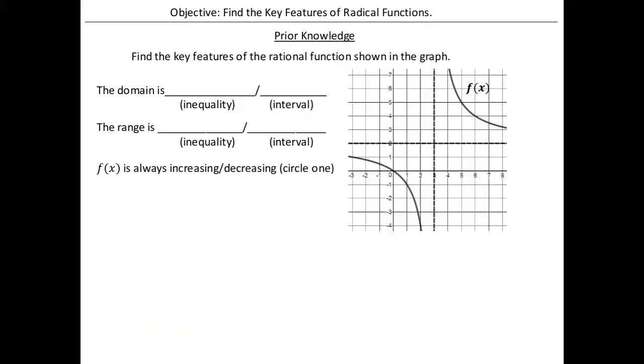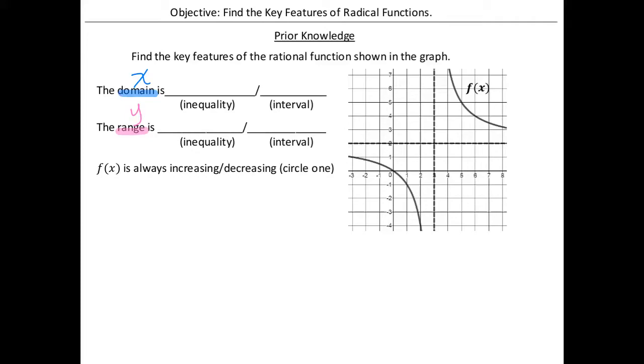So for prior knowledge, we had a rational function here. So remember, rationals is when we had 2 pieces of the curve, and then we have the asymptotes. We have the dashed lines for the asymptotes. And then we need to determine the domain and range. So for the domain are the x values. And then I'll be using pink for the range. Range are the y values, okay?